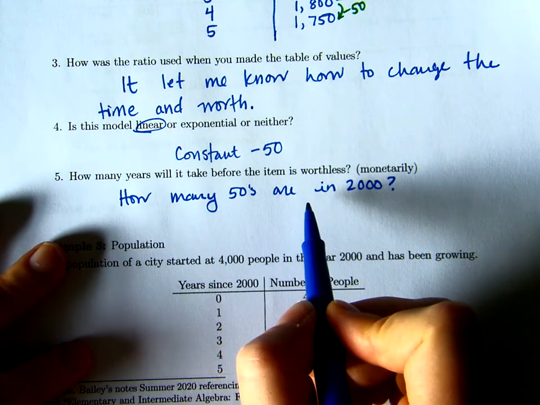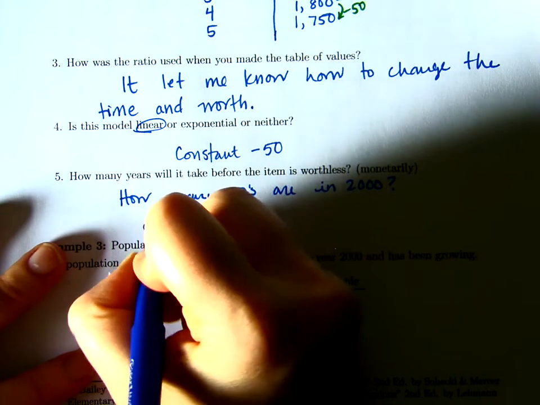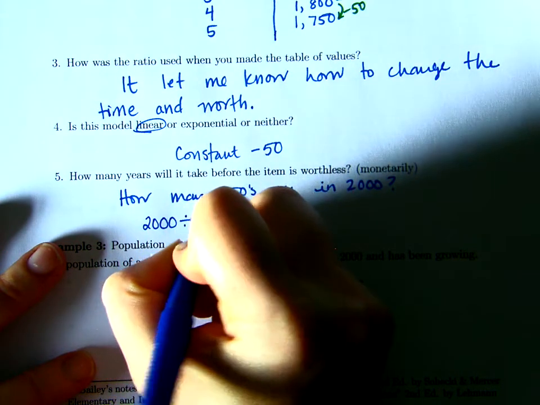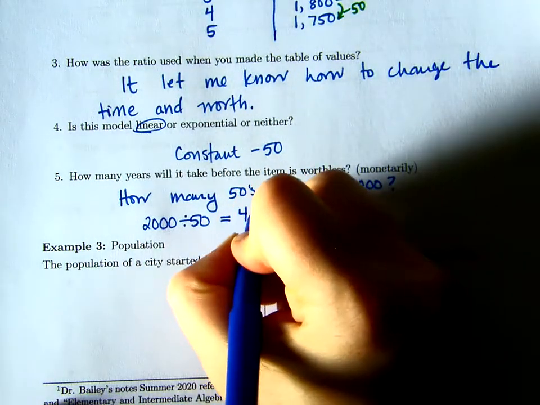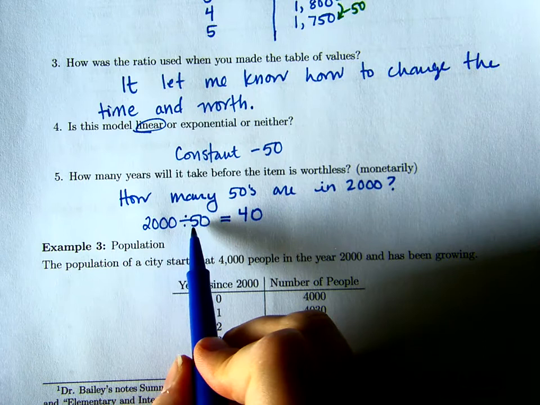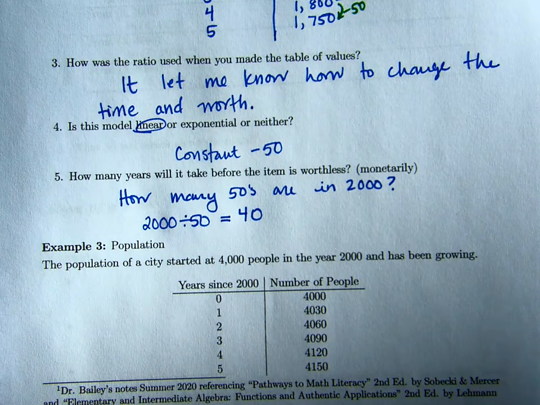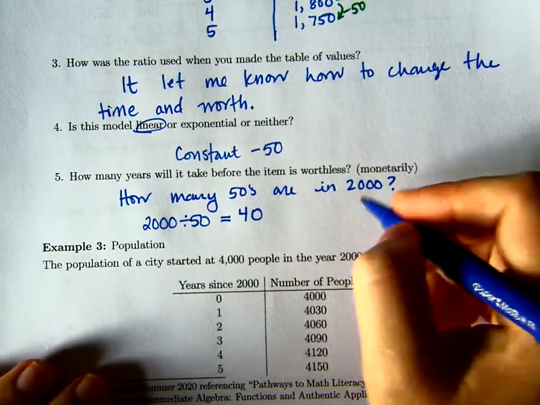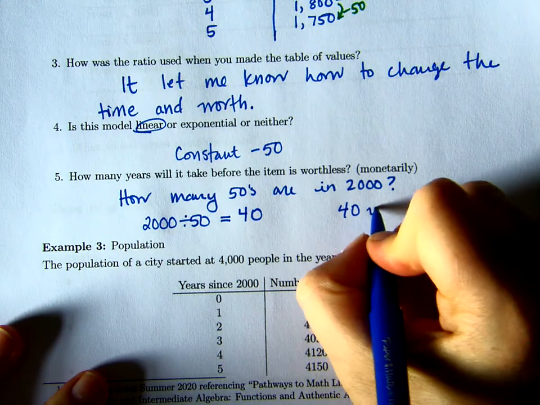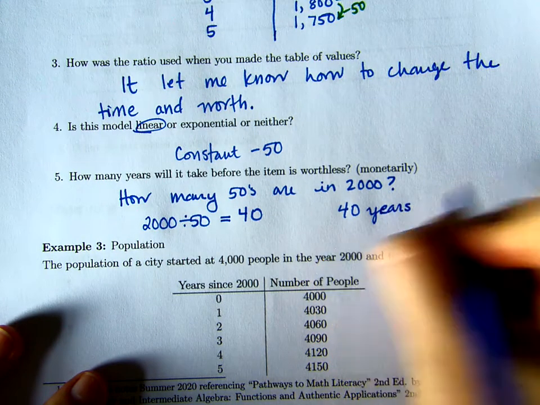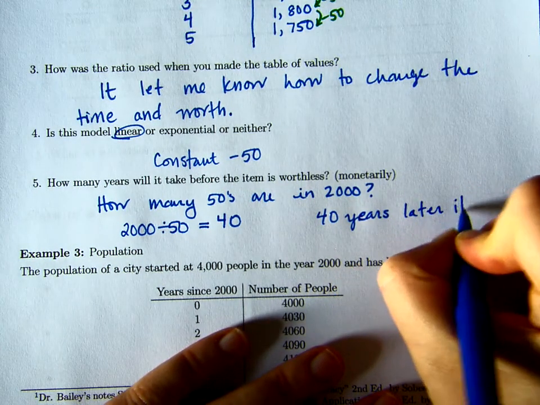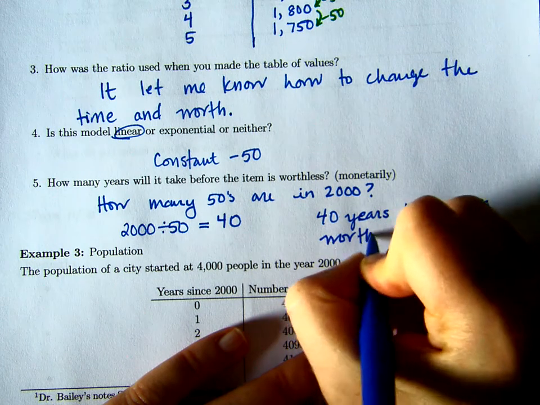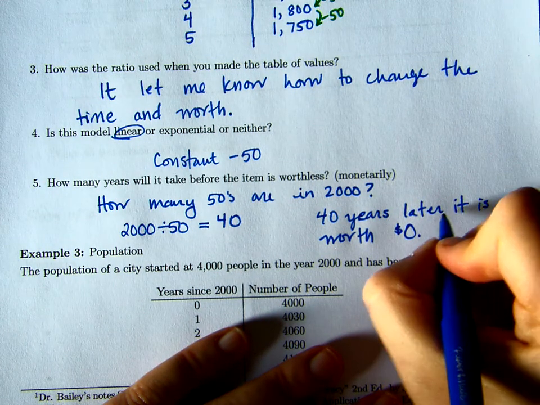This is a division problem. 2000 divided by 50. What is that, 40? Because 4 times 5 is 20. Yep. 40 years. So it takes 40 years to be worth $0. 40 years later, it is worth $0.